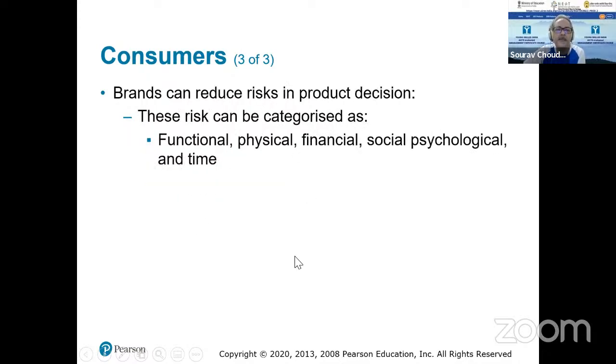Brands can reduce risk in product decisions. So when you know about Maggi, suppose Maggi is a brand that you want for eating noodles, it reduces your risk of decision making. You know that it's a good brand. It comes from a good company, Nestle. So functionally, physically, financially, socially, psychologically, and time-wise, it reduces your risk. I know the product is going to perform well functionally. Physically, the product is good. Financially, it's reasonably priced or is value for money.